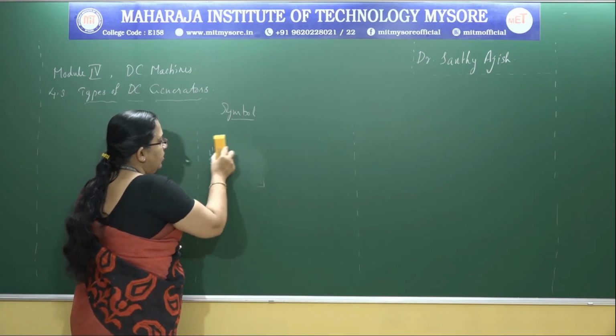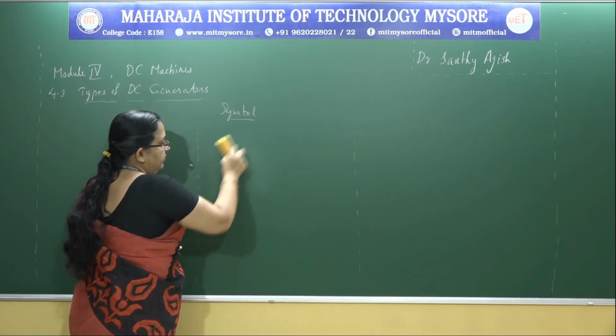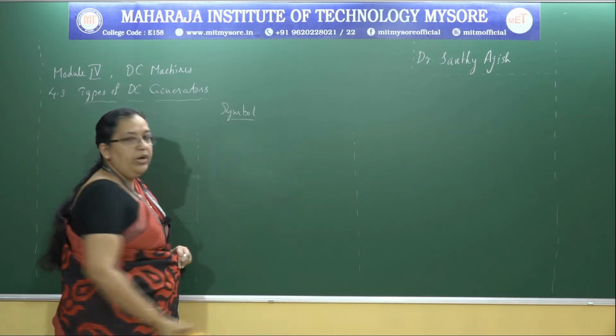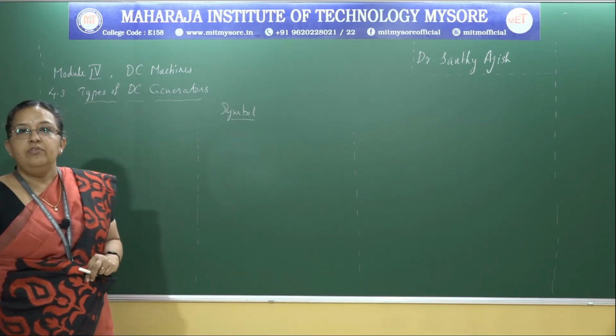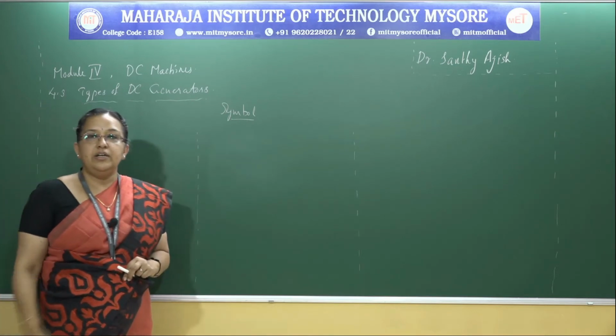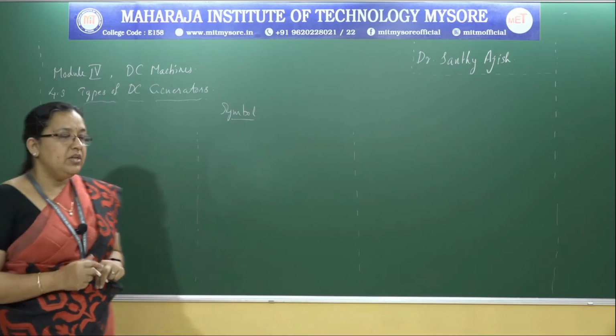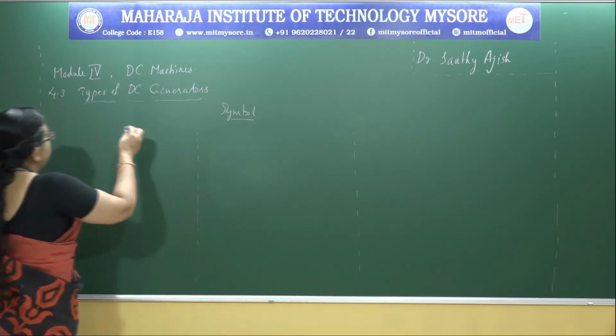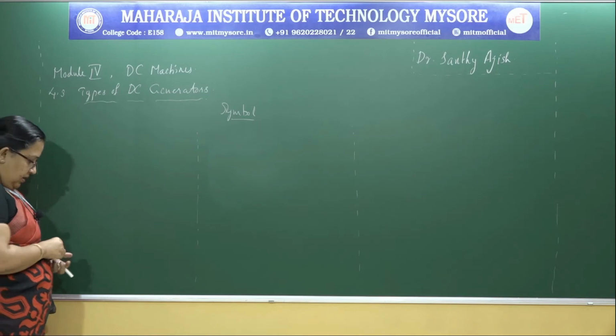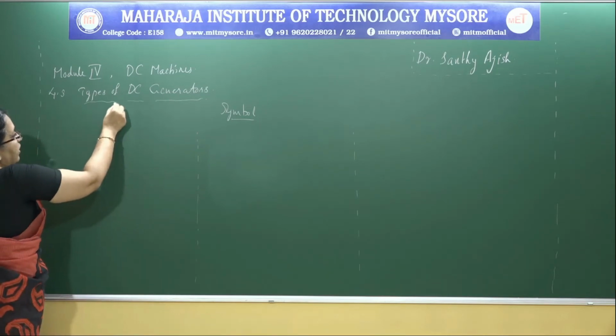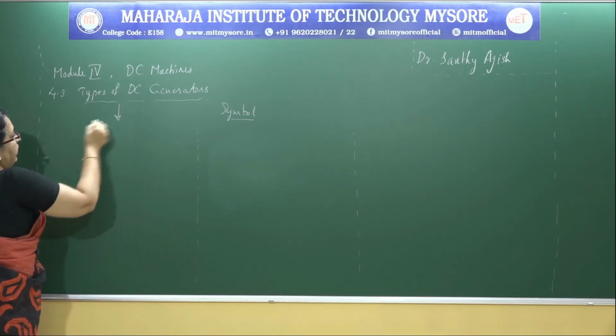So now, according to the field connection, we classify these DC generators mainly into three. That means, or first we can say they are classified as mainly two types.